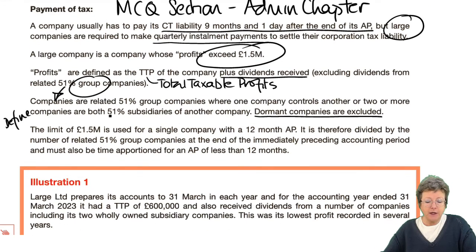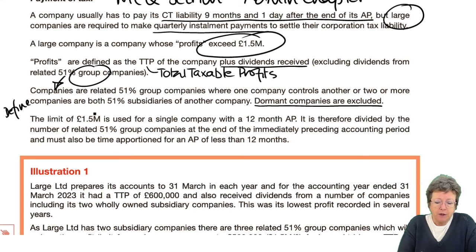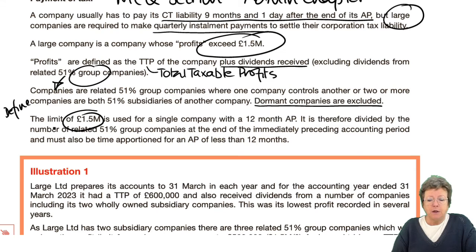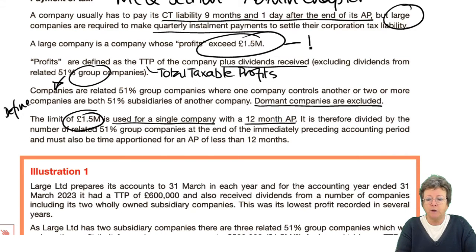Now, if there is a group and there are more than one in that corporation tax group, then the limit will be divided between the members of the group. So that 1.5 million profits that I mentioned further up the page is for a single company only with a 12-month accounting period. So it's prorated if it's a short accounting period. Okay, so that's one company for a 12-month accounting period.